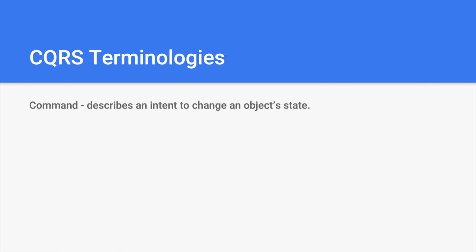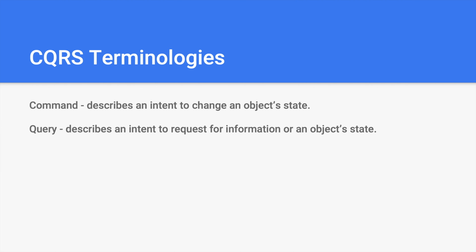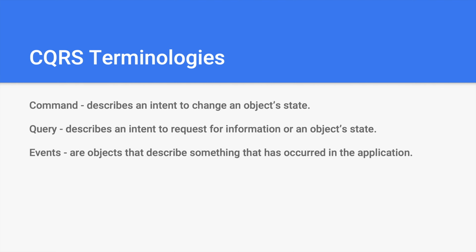A query describes an intent to request information for an object state. Again, from our example, from a web app, you're going to search for something like maybe get information for a certain account. These are considered requests to query. Events describe something that has occurred in the application.